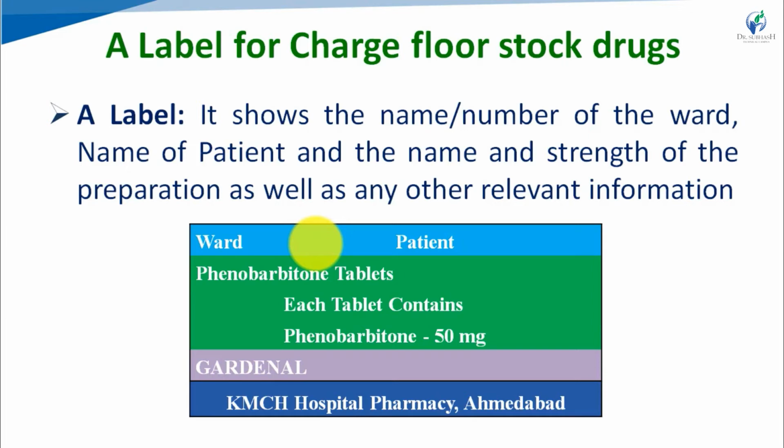So what does it contain now? The label shows the name and number of the ward, the name of the patient, the name and strength of the preparation, as well as any other relevant information. So this is one example here: the ward, patient name, then the product, phenobarbital tablet, then the strength, which is given as 50 mg, then this is the trade name for this product, and this is the name of the hospital. So this is the very common label for charge floor stock drugs, and this should be maintained when we are giving to the patient.